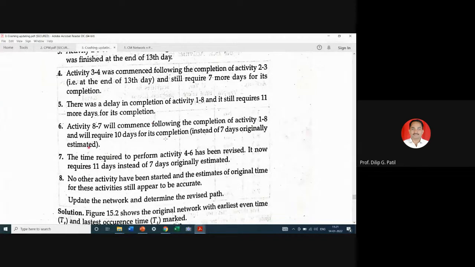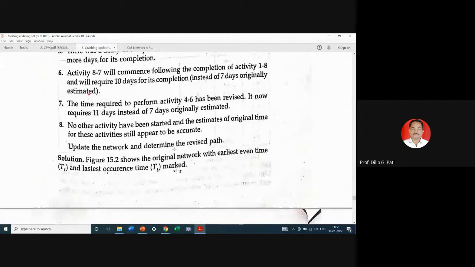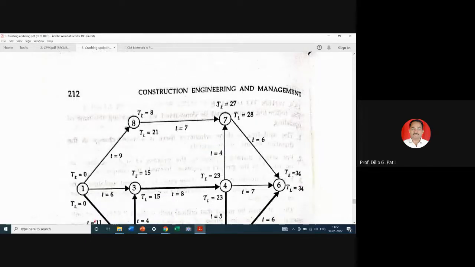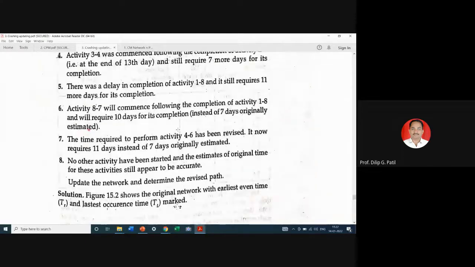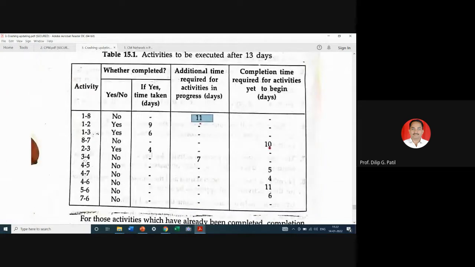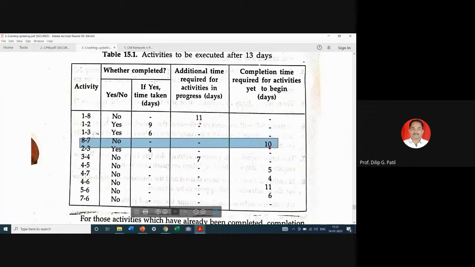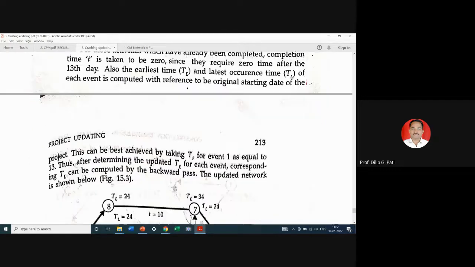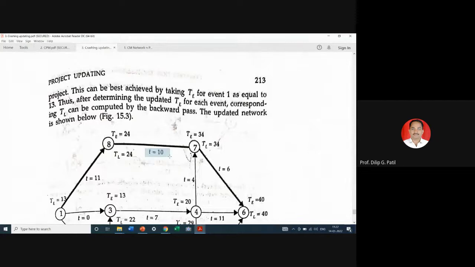Activity 8-7 will commence following the completion of activity 1/8 and will require 10 days for its completion instead of 7 days. 8-7 7 days इथं बघा 8-7 7 days आहे परंतु ते आता किती दिवस लागणार त्यासाठी 10 days, म्हणून आपण काय केलेलं आहे 8-7 इथं 10 days टाकलेलं आहे instead of 7. We are now putting it as 10 आणि हेच 10 आपण पुढे नेटवर्क मध्ये पण टाकणार आहोत as 10. आलं लक्षात.